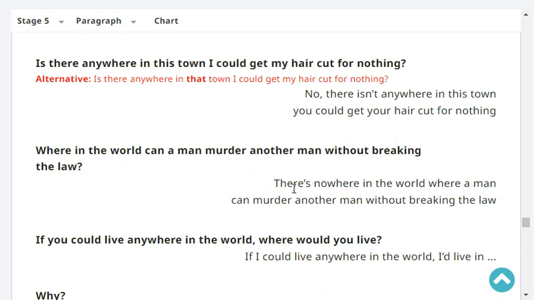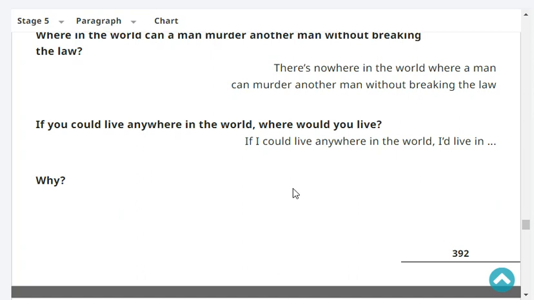There's nowhere in the world where a man can murder another man without breaking the law. If you could live anywhere in the world, where would you live?